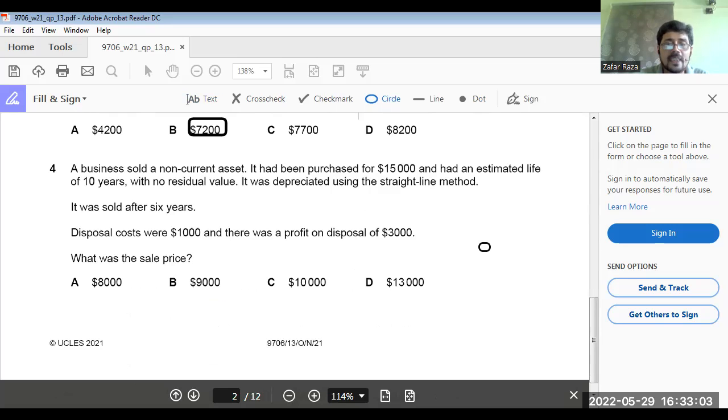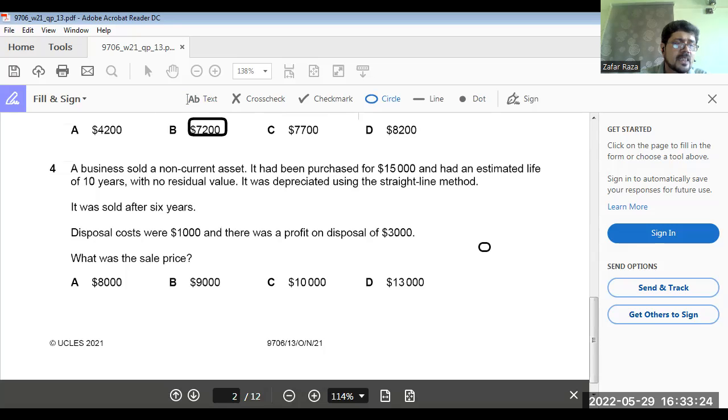Now, again, a question from depreciation. A business sold a non-current asset. It had been purchased for $15,000 with an estimated life of 10 years, no residual value. It was depreciated using the straight line method. It was sold after 6 years. Disposal costs were 1,000 and there was a profit on disposal of 3,000. What was the sale price?